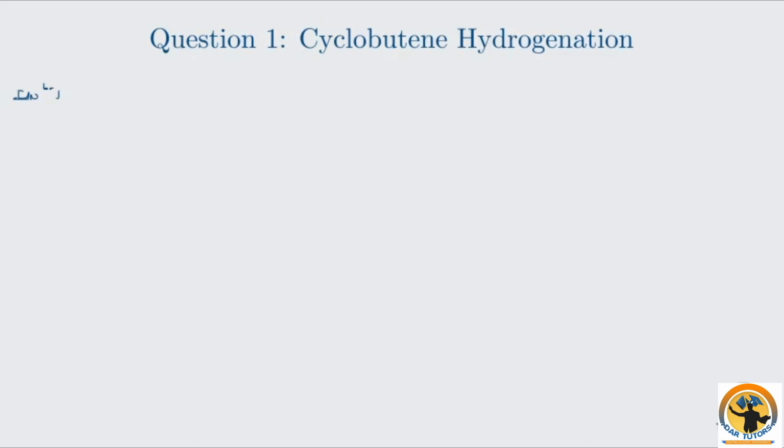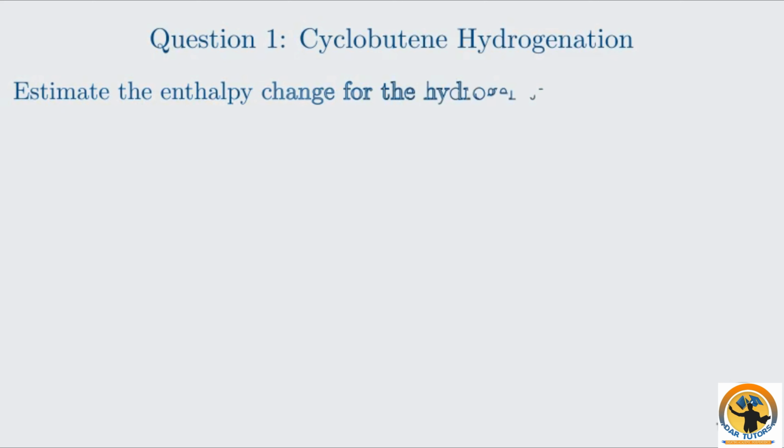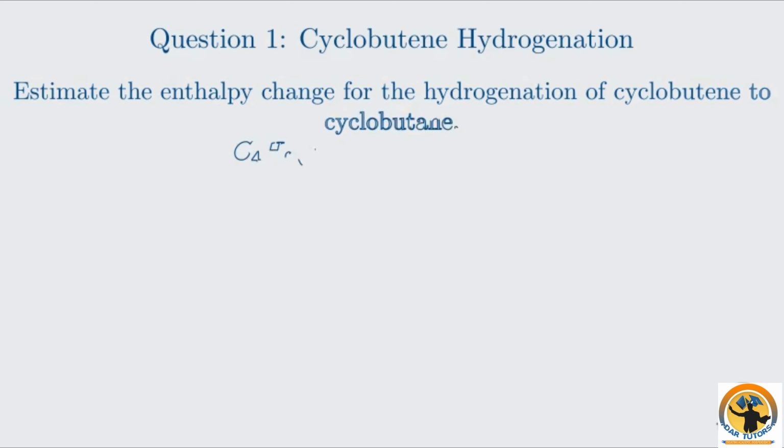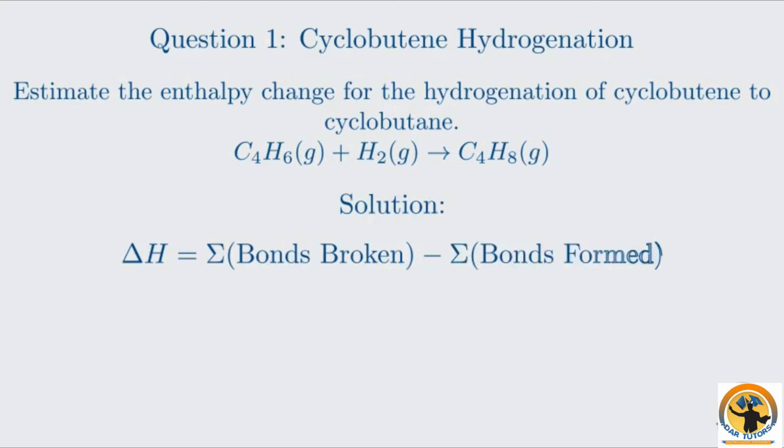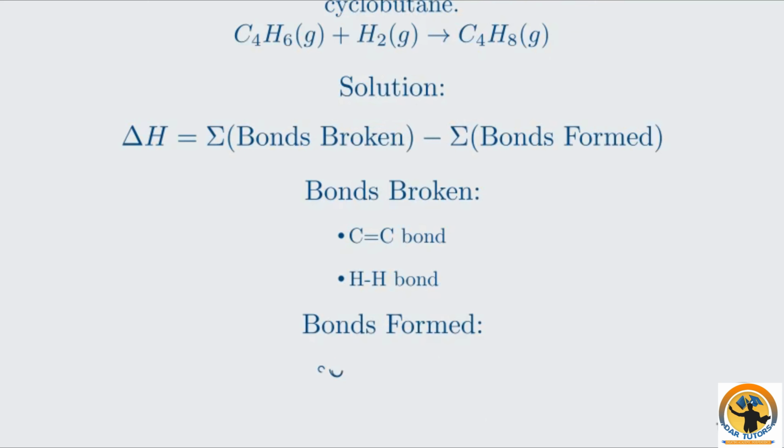Question 1 involves the hydrogenation of cyclobutene to cyclobutane. We need to estimate the enthalpy change. First, we look at the bonds that change. A C=C double bond and an H-H bond are broken. In their place, one C-C bond and two C-H bonds are formed. Notice that all other bonds in the ring remain unchanged, so we don't need to consider them.